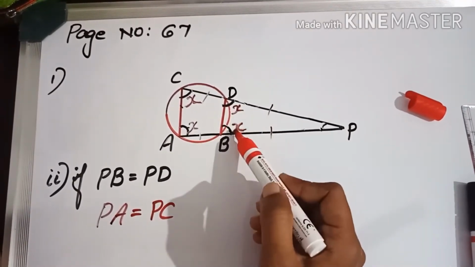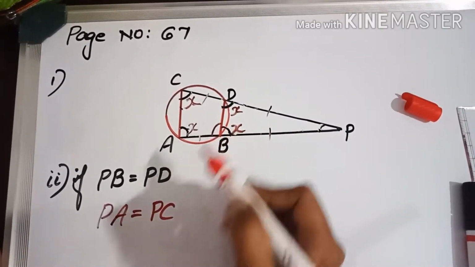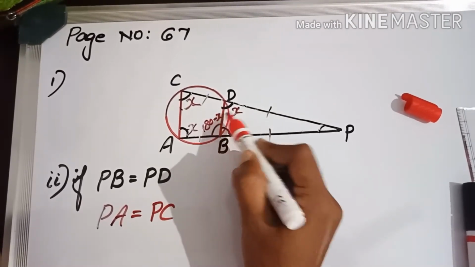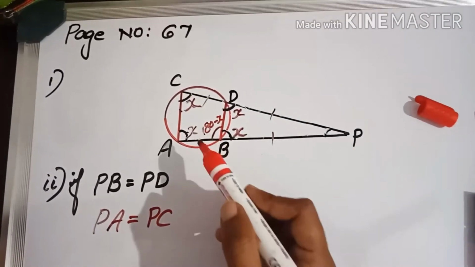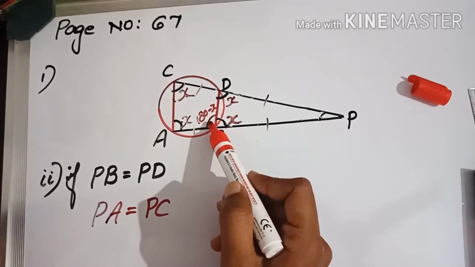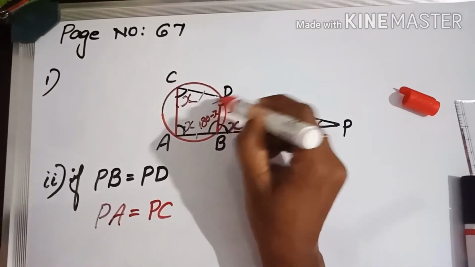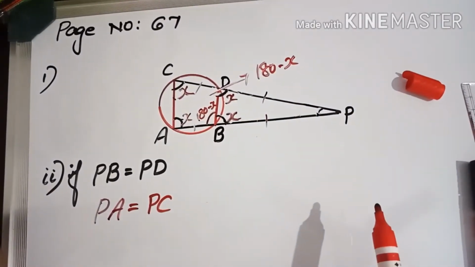Now this is x degree, and this is x degree. Then what will be this angle? This will be 180 minus x degree, by linear pair or by considering the cyclic quadrilateral. Either way you can apply. So here x degree means this will be 180 minus x. And here it is x, so this will also be 180 minus x.